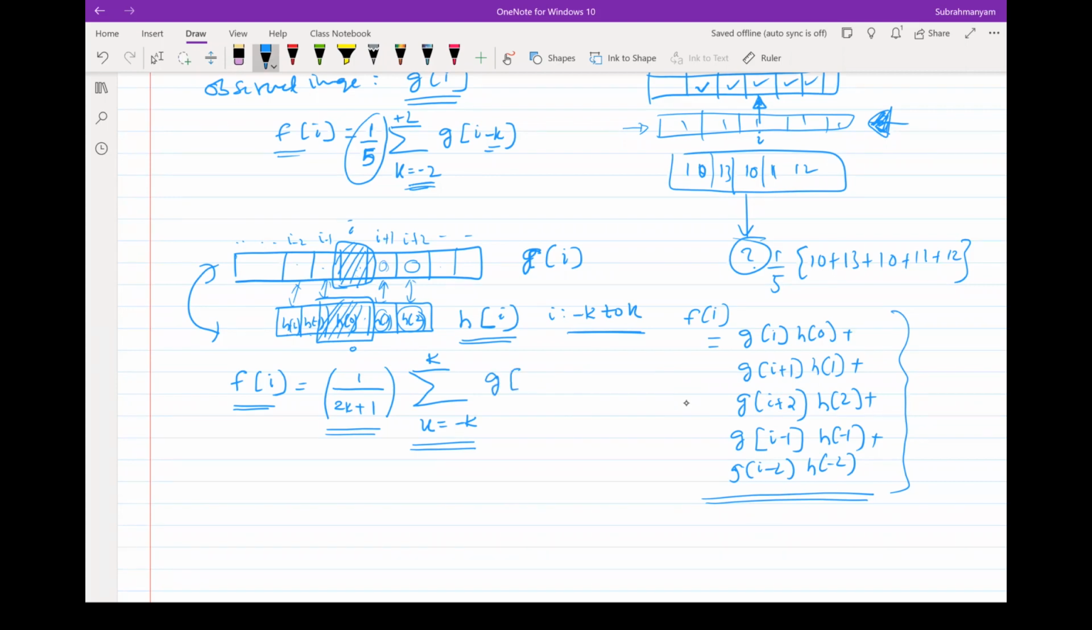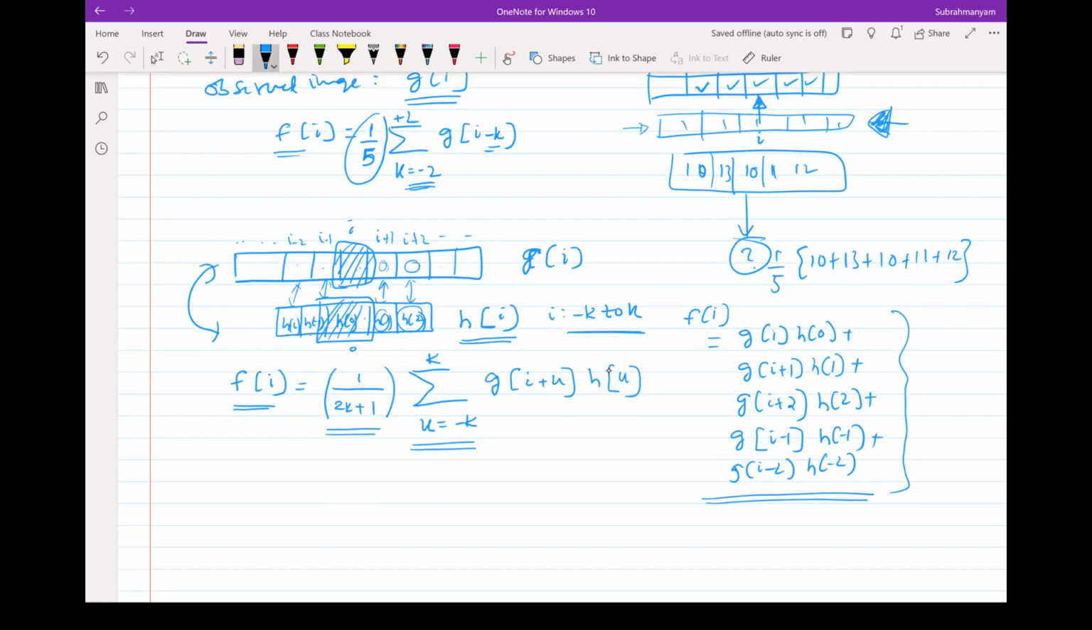I would just prefer writing g of i first. It doesn't really matter even if I write it the other way: g of i plus u into h of u. Is everybody with me? This is a very important expression. These are the types of expressions you should be able to write comfortably. I don't mind spending some more time if this is not clear to you.